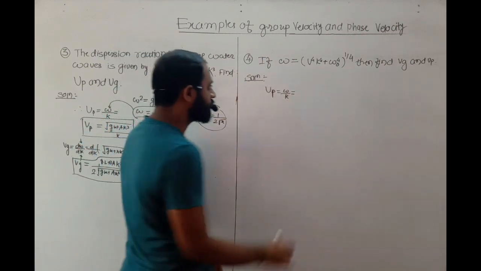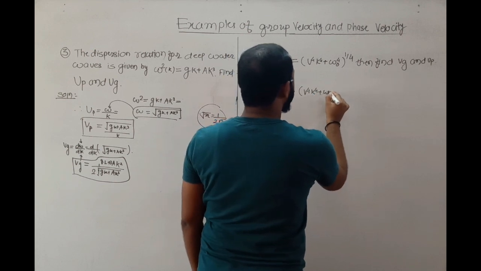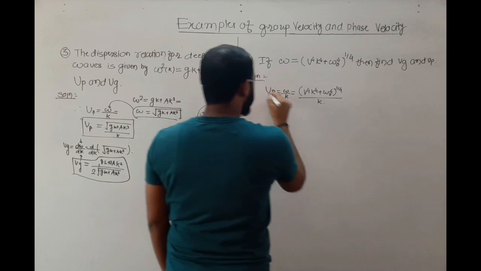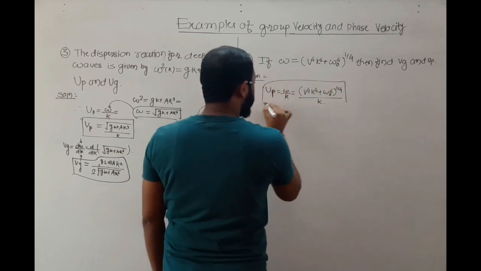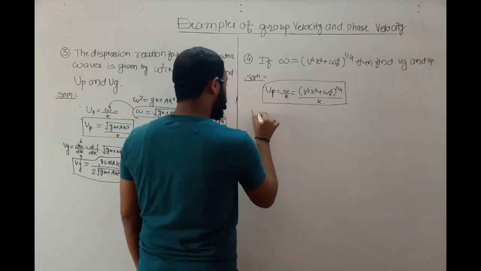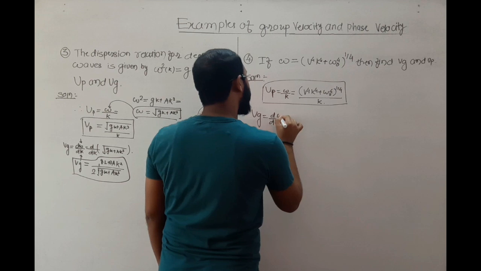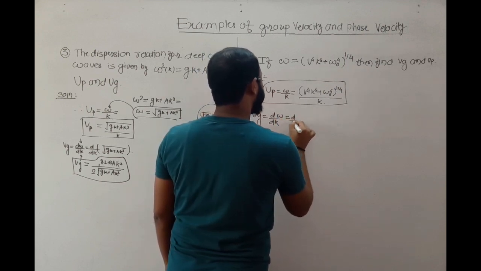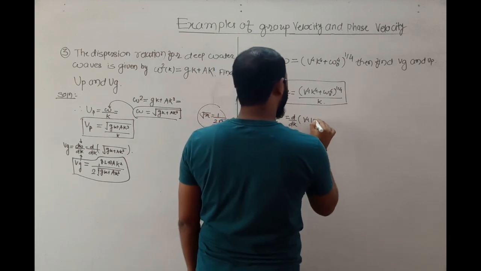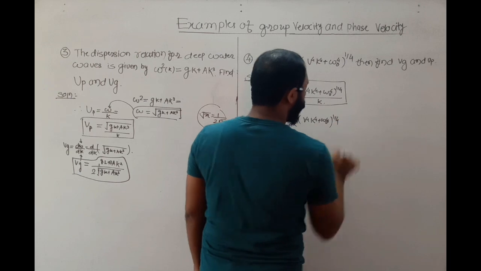Just put it here. Therefore, omega equals (v⁴k⁴ + ω₀⁴)^(1/4), divided by k. This is your phase velocity. Now, group velocity. Group velocity, which is how many? dω/dk. How much is omega? (v⁴k⁴ + ω₀⁴) whole power 1 by 4.